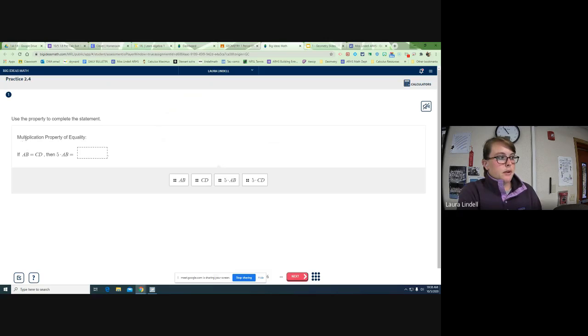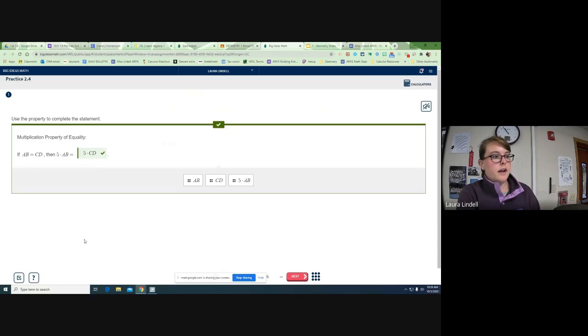So first, we've got the multiplication property of equality. We want to use the property to complete the statement. So we have AB equals CD, then 5 times AB equals blank. So if we're supposed to use the multiplication property of equality here, we multiplied by 5 on this side, so we need to multiply by 5 on the other side, which was with the CD. So I would drag 5 times CD up there. We check our answer, and yay, we're correct. If you were wrong, you would want to switch it out and try something different. But that's what we're expected to do there.